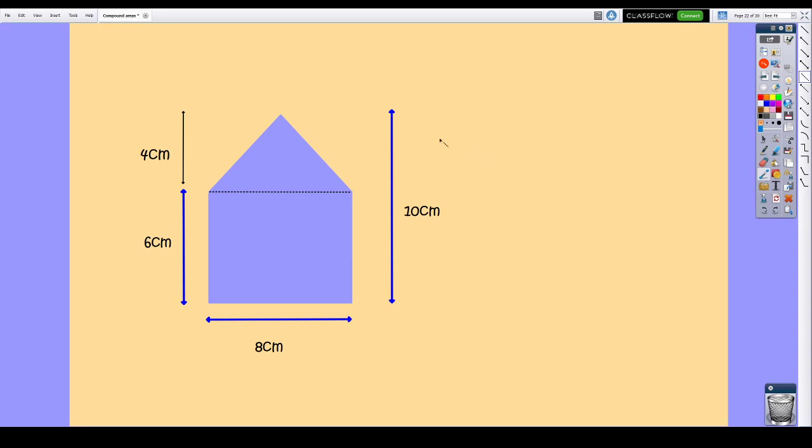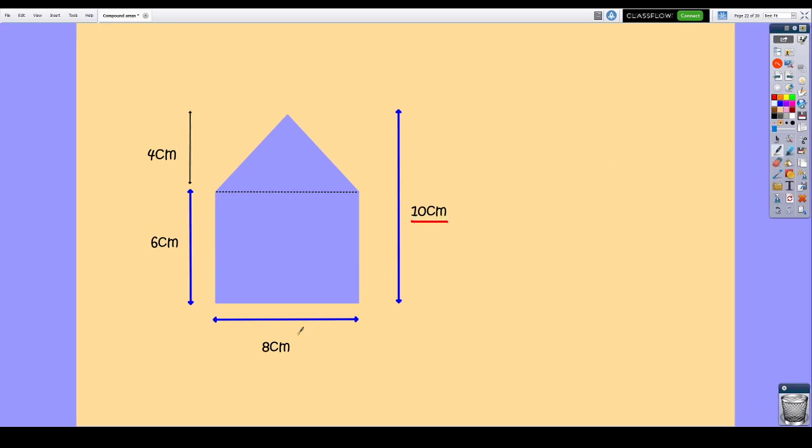So we need to work out that missing height there, and again, if the entire shape was 10 centimetres tall and this part of the rectangle was 6 centimetres tall, then that means that the remaining height of the triangle had to be 4, so that our 4 plus our 6 still equals the same height as the entire shape, the 10 on the right hand side.